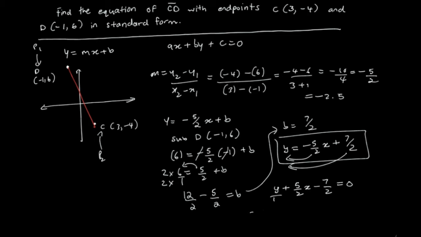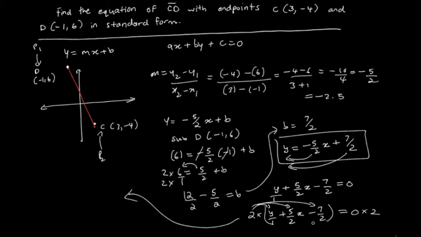To do that, I'm going to multiply this side by 2. Whatever I do to one side, if I repeat it on the other side, it keeps the equation constant. When you're multiplying, you distribute the 2 to all of these terms. So you get 2y plus 2 times 5 over 2, where the 2s cancel out, so you get 5x. Then 2 times minus 7 over 2, where the 2s cancel out, and you get -7 equals 0. So this is what your equation looks like in standard form.